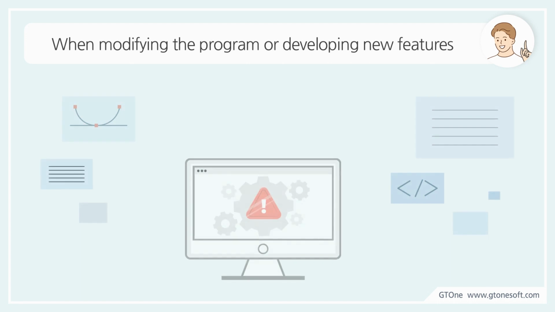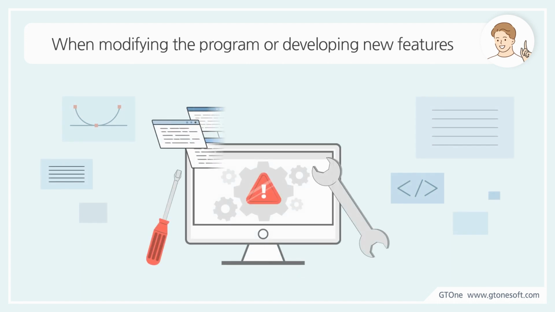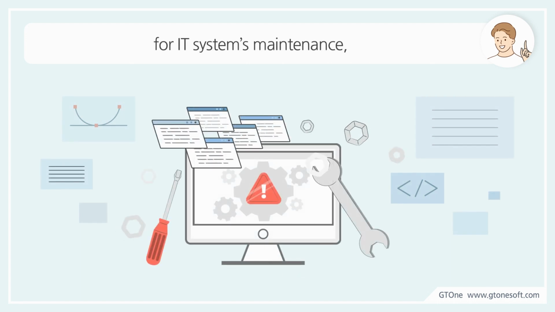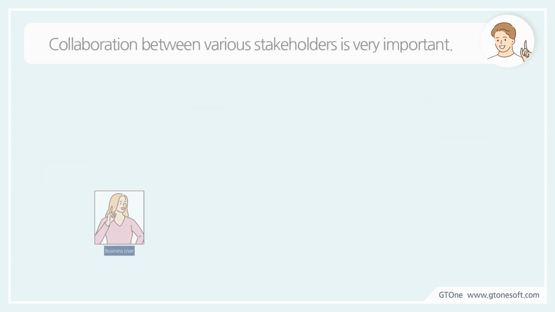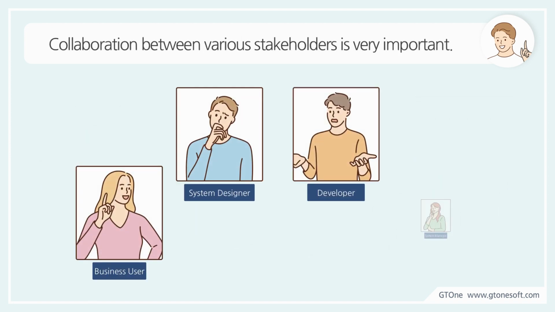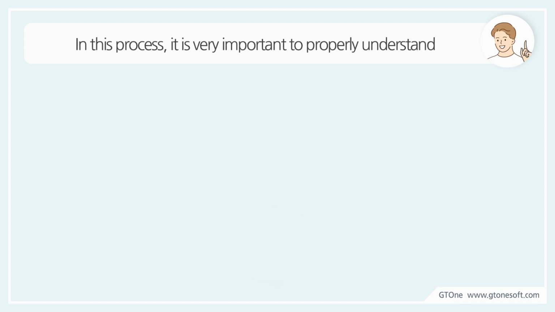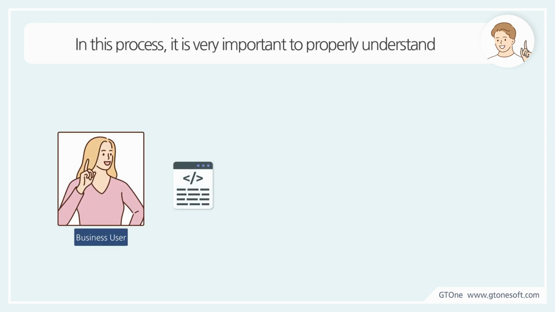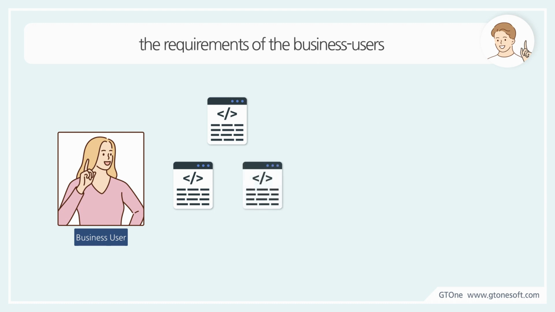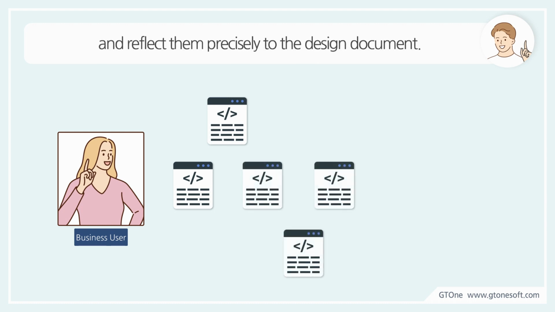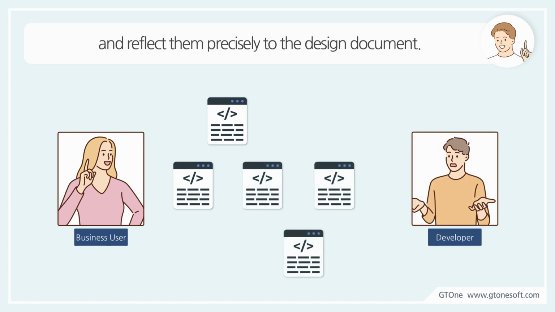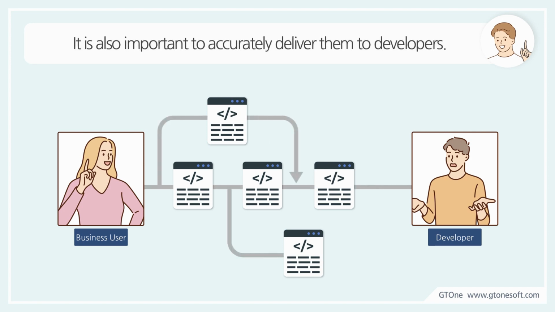When modifying the program, or developing new features for ID systems maintenance, collaboration between various stakeholders is very important. In this process, it is very important to properly understand the requirements of the business users, and reflect them precisely to the design document. It is also important to accurately deliver them to developers.